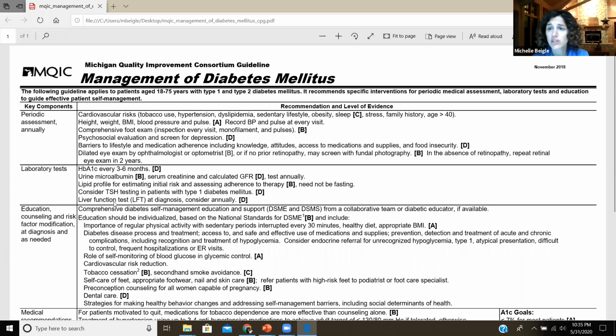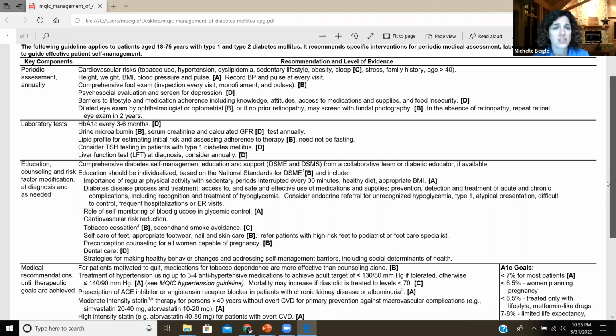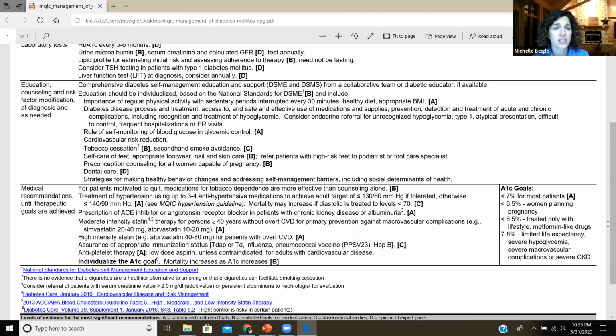We should be considering in these individuals the possibility of starting them on a baby aspirin. We talked about the intensity of statins. We talked about management of hypertension. And so this really is just a different way to look at the information that we've covered throughout this lecture. And then over here, there's always a little reference as far as what your A1C goals are for most individuals. And this is a direct copy of what we can find in the ADA and the AACE guidelines.